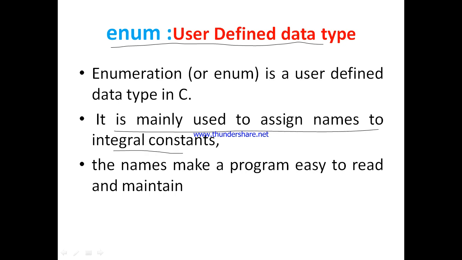Now instead of integer constants, if we assign names to the constants, then what will happen? It makes the program easy to read and maintain. This is the main aim of the enum data type. It assigns names to the integer constants or integral constants.